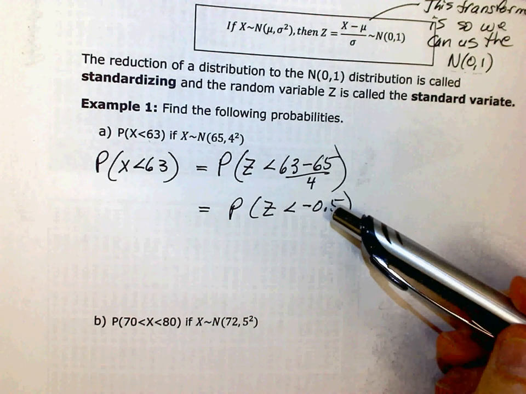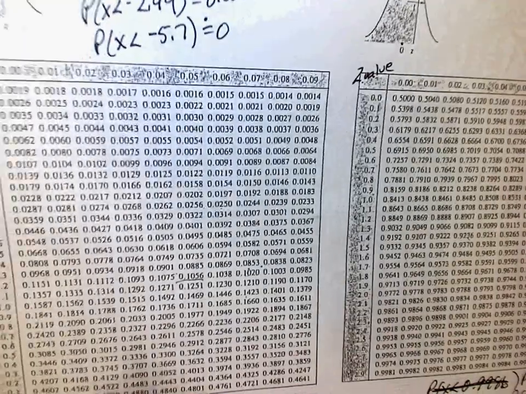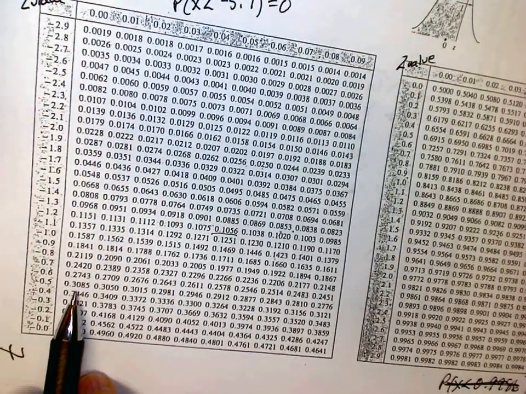Now I can look it up on the table. If I look up negative 0.5, it's 0.3085.